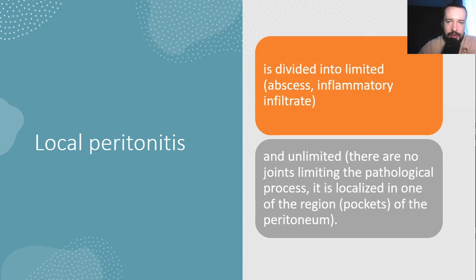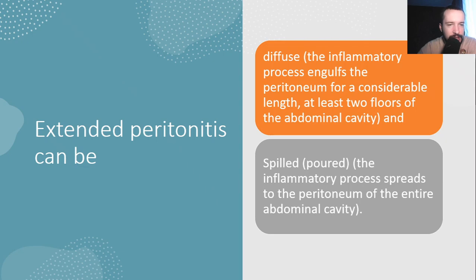Local peritonitis is divided into limited, abscess, inflammatory infiltrate, and unlimited. There are no joints limiting the pathological process. It is localized in one region of the peritoneum. Extended peritonitis, or widespread, includes diffuse, where the inflammatory process engulfs the peritoneum for considerable length, at least 2 floors of the abdominal cavity, and spilled, where the inflammatory process spreads to the peritoneum of the entire abdominal cavity.